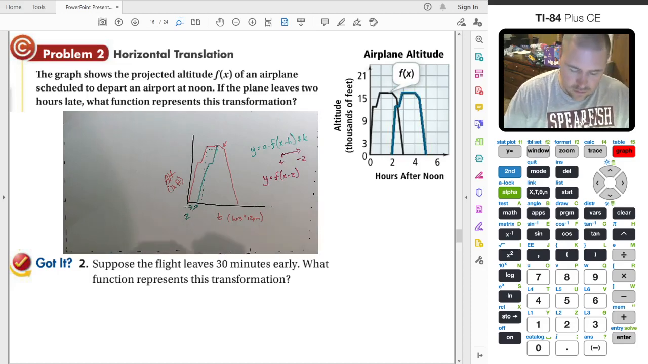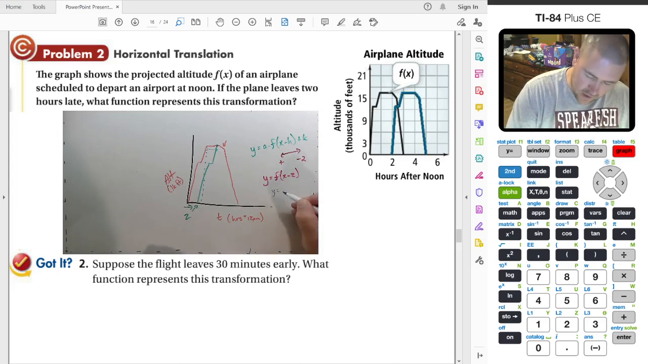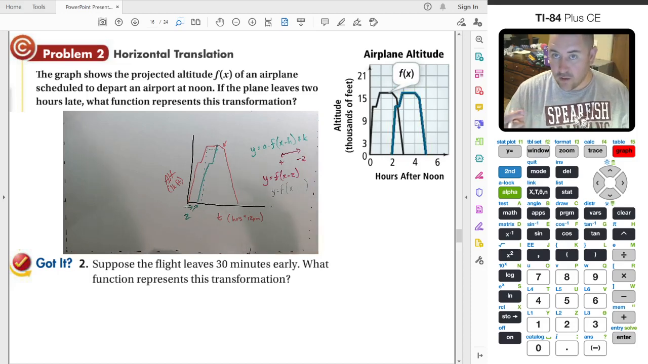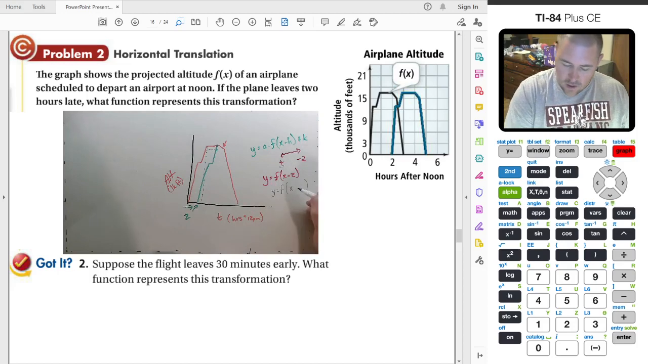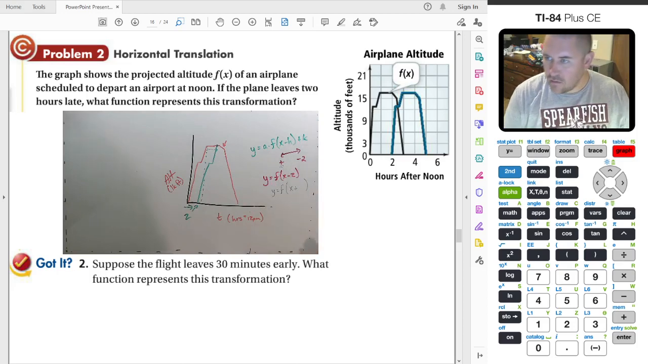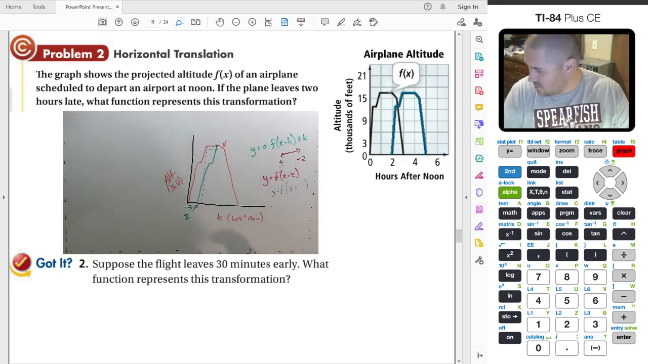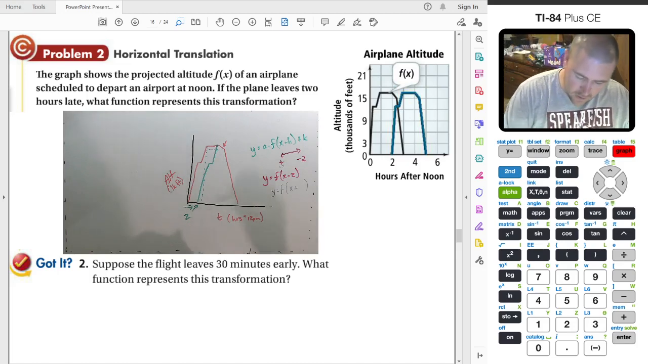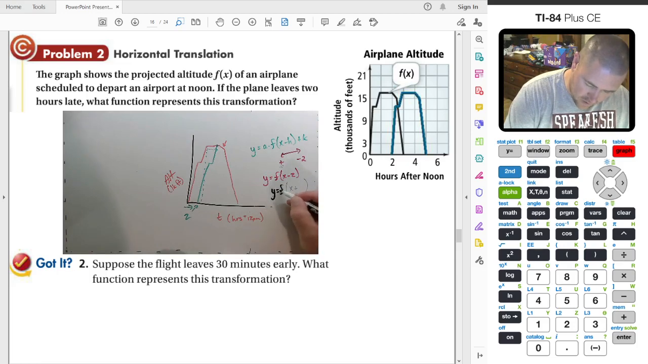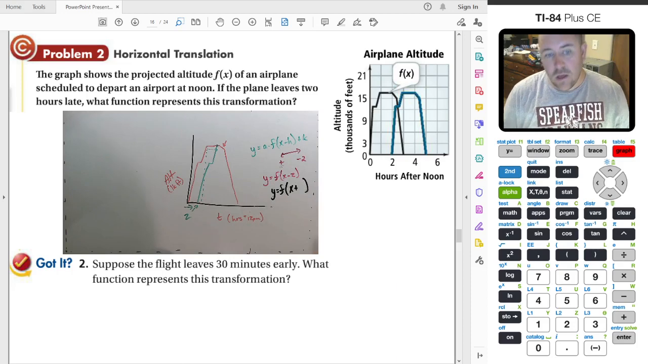Pretty simple. Y is f of x. If I'm going the other way, then I'll be adding something. Wow, you can barely even see. I need to stop using blue. Bad Sullivan. Y is f of x plus. Okay, I know it's going to be plus because I'm going the other way, because it's 30 minutes and the scale of this is in hours.